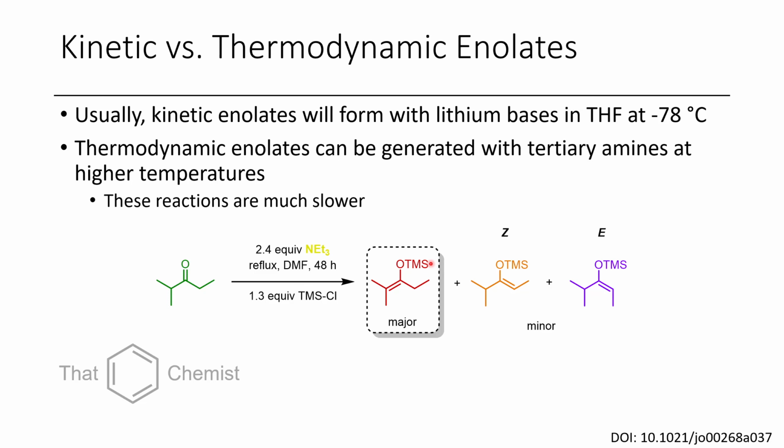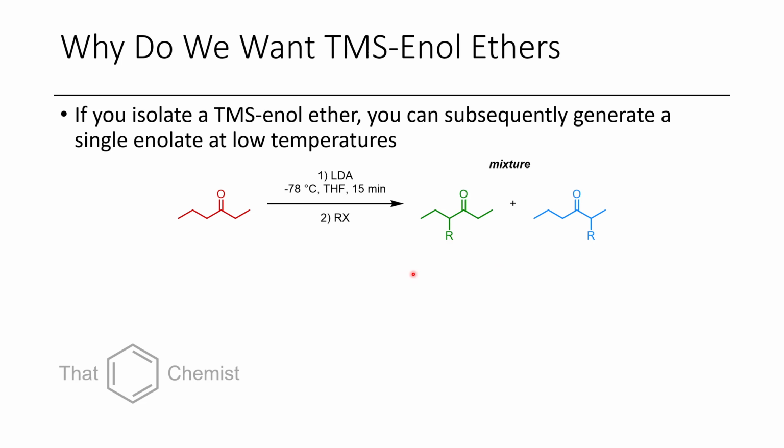Why do we have to trap it as the TMS-enol ether? I'll show you exactly why. In this first example, we're doing kinetic lithiation of an ethyl versus a propyl group. Selectivity-wise, this would be pretty hard to achieve because they're both similarly sterically encumbered, but you would get some slight difference in distributions. You should probably favor blue slightly.